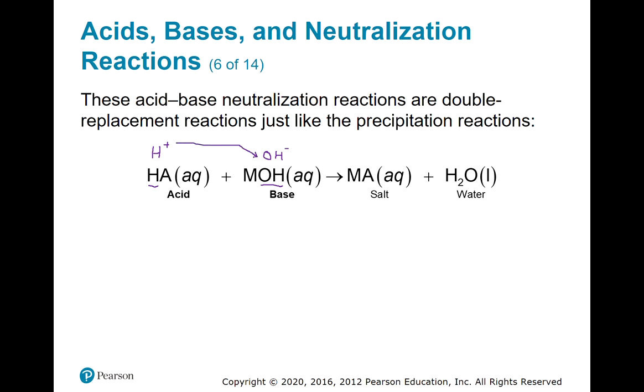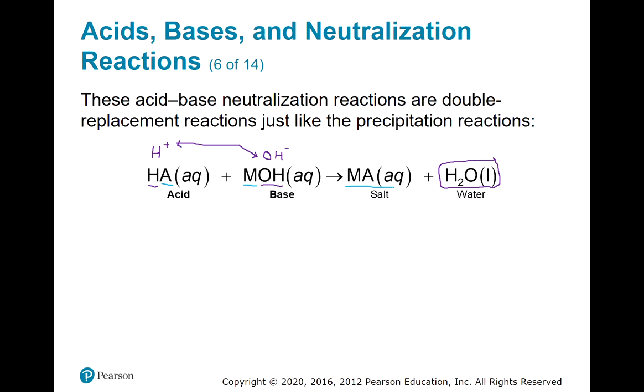If you take these two things and you combine them in a 1-to-1 ratio, you get 1 hydrogen plus 1 hydrogen is 2 hydrogens, 1 oxygen, and +1 plus -1 gives you overall no charge, so this is H2O. So this ion and this ion actually come together and form a covalent bond between the oxygen of the hydroxide and the H of the H+, and we get water, which again is a covalent compound, not an ionic compound. And the salt is formed from the cation of the base with the anion of the acid.